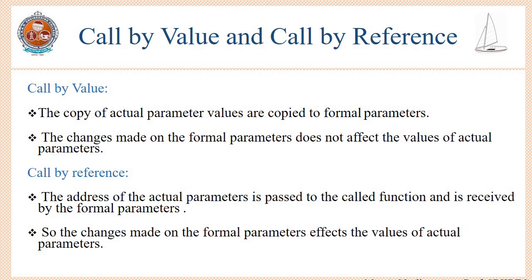And in call by reference, the address of the actual parameters is passed to the function and is received by the formal parameters. Whenever we use these formal parameters in the called function, they directly access the memory locations of the actual parameters. So the changes made on the formal parameters affect the values of the actual parameters.